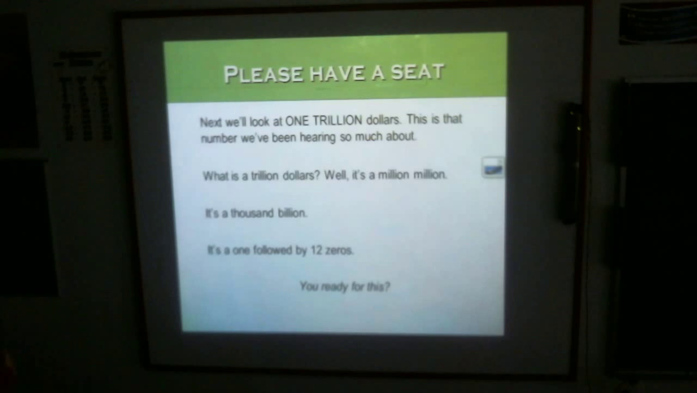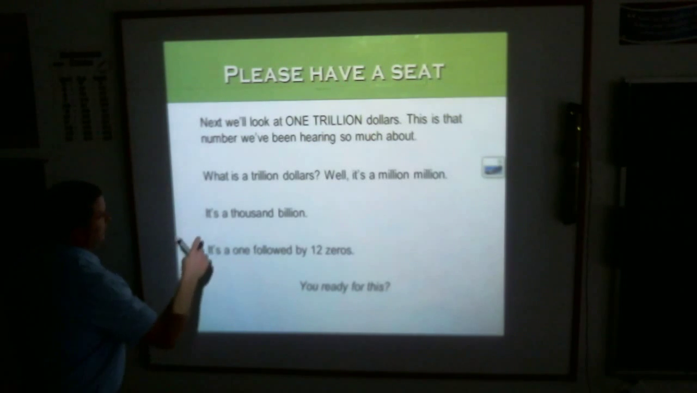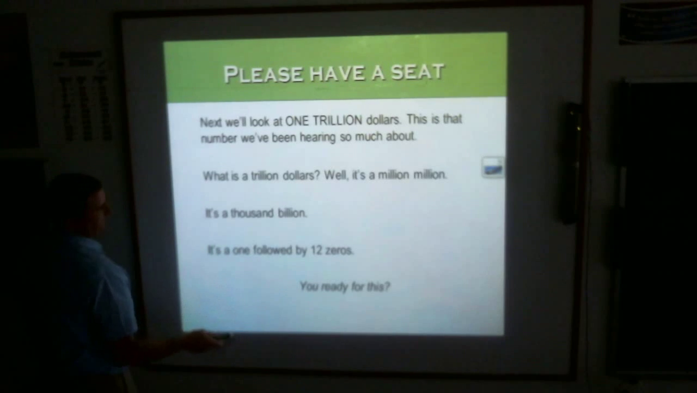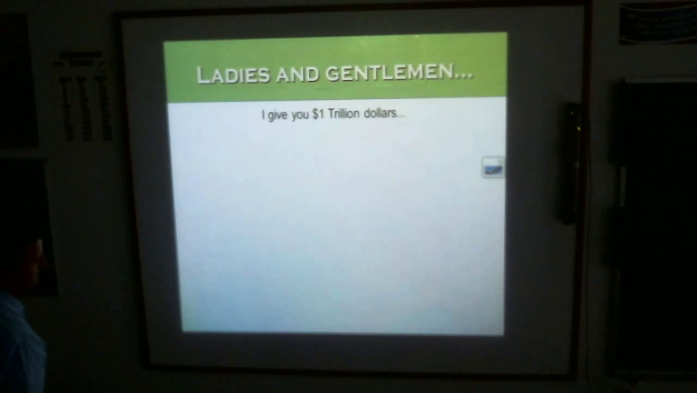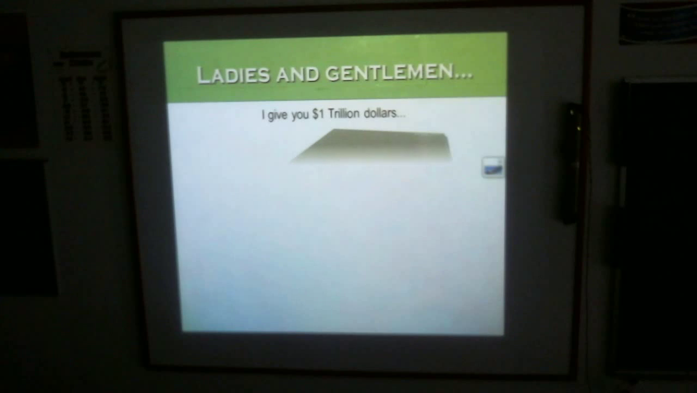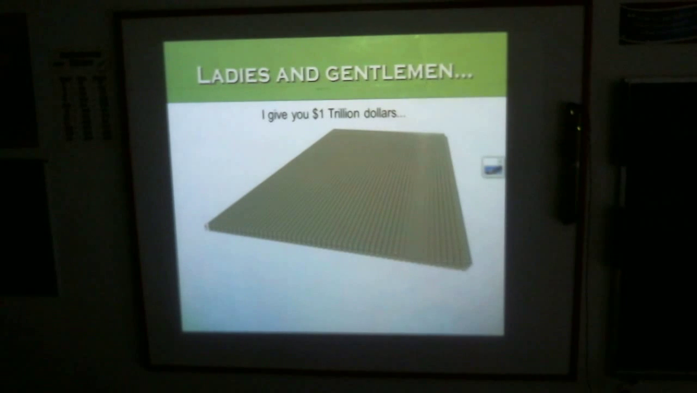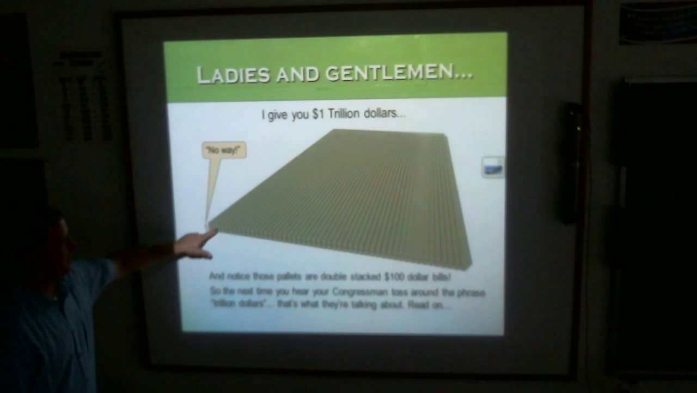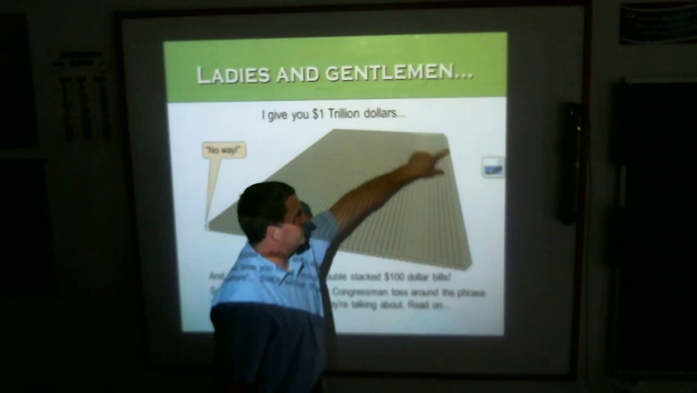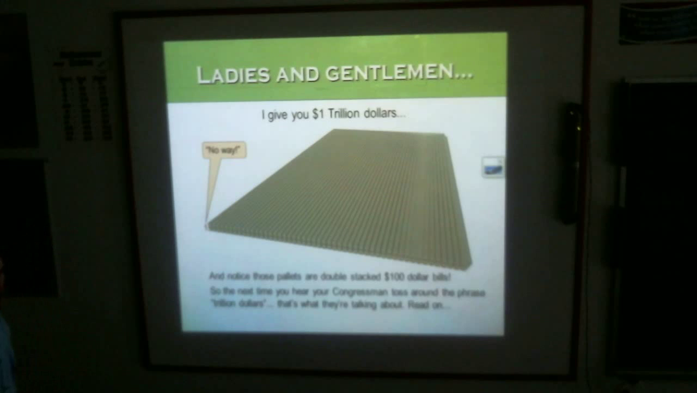What is $1 trillion? $1 trillion is $1 million million. It's 1,000 billion. It's one followed by 12 zeros. You ready? This is $1 trillion. I'll give you a drum roll. There it is. It's that same guy standing up there with all of these double stacked pallets of $100 bills.